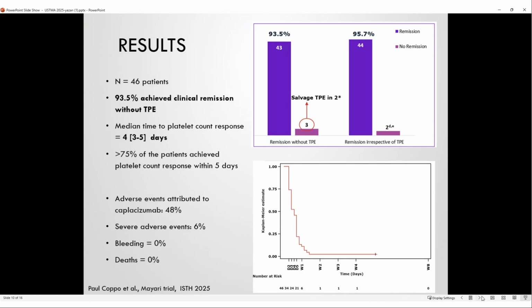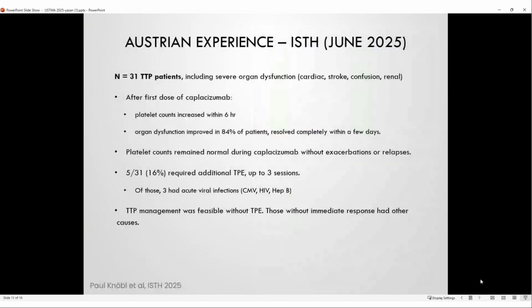In addition to the Mayari trial, additional data was presented at ISTH, which is real-world data from Austria. In that study, there were 31 patients, so it's also a relatively big patient sample. However, in this case, the authors included those who had severe organ dysfunction, unlike the Mayari trial, in which these patients were excluded. So in this study, they were included.